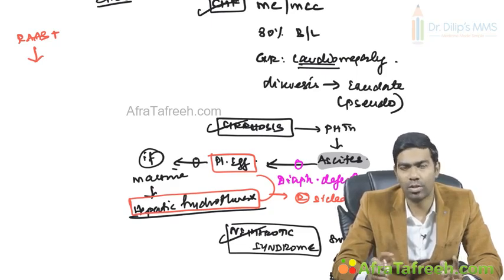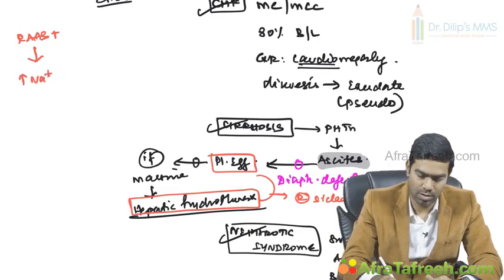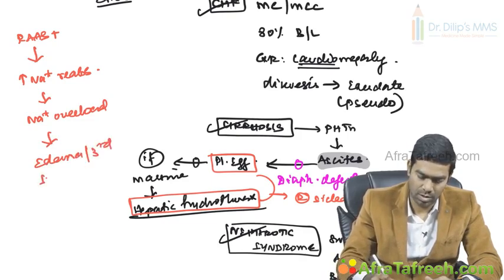So if there is going to be RAS activation, you are going to result in excessive sodium reabsorption, and because of that, you will result in sodium overload, and for the same reason, you might get edema and third space collection. So this is reason number one.